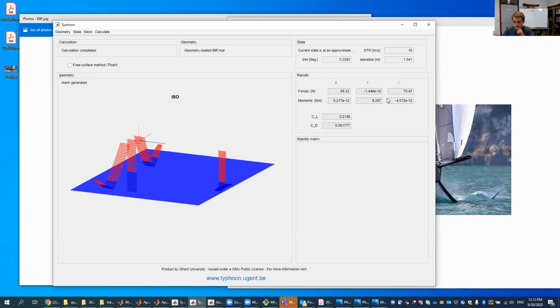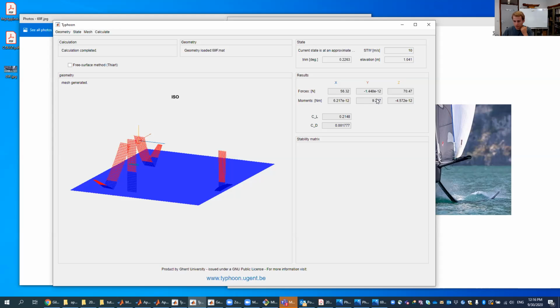And what we see is that the current state is at an approximate equilibrium state. So it's nearly zero, the forces in the z direction, it's 17 Newton, which is 7 kilograms. On a total mass of, well, it's still 7 kilograms, of course, but on a total mass of 500 kilograms, well, this is next to nothing.